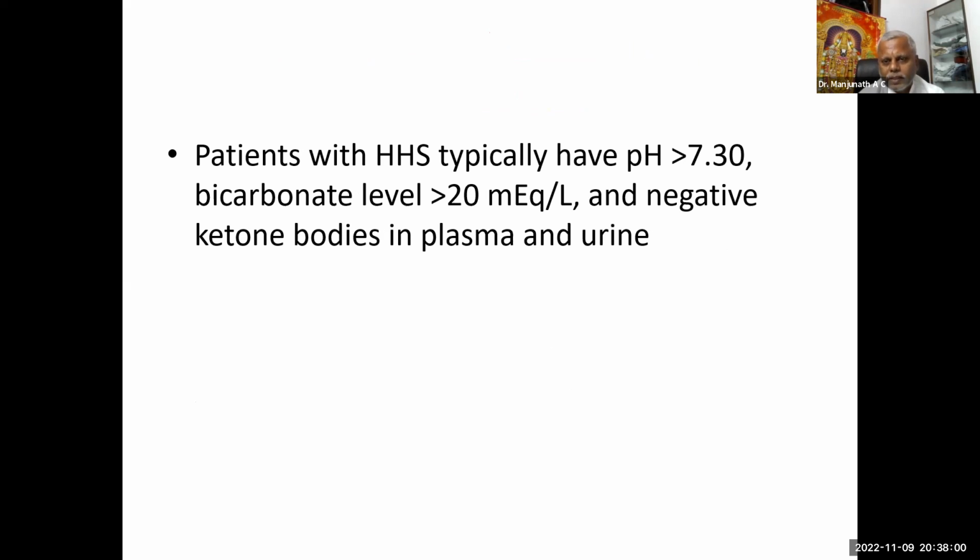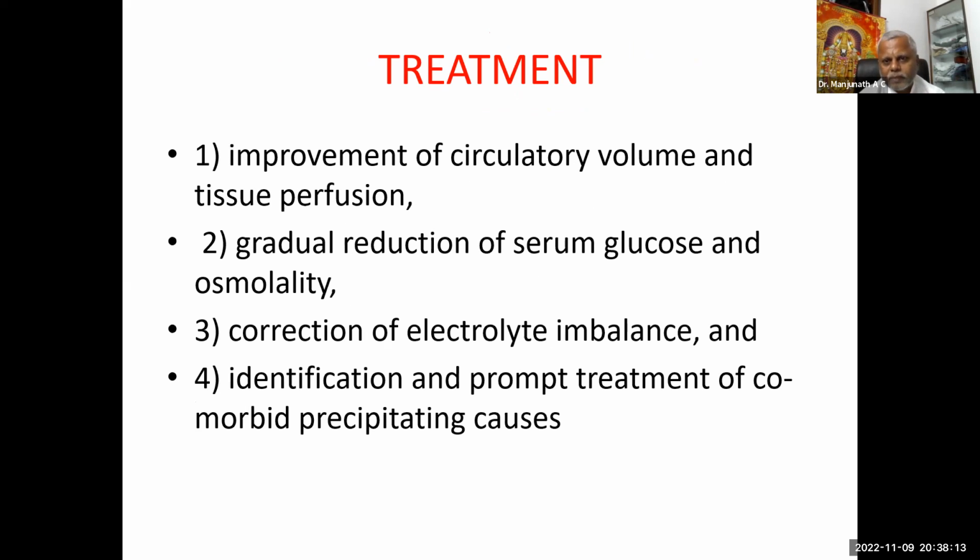Patients typically have a pH of more than 7.3. Bicarbonate level will usually be more than 20, and ketone bodies are absent in plasma and urine. So the primary treatment is improvement of circulatory volume and tissue perfusion. This leads to gradual reduction of serum glucose and osmolality, and correction of the electrolyte imbalance, mainly potassium. Identification and prompt treatment of comorbid precipitating causes forms the mainstay of treatment.